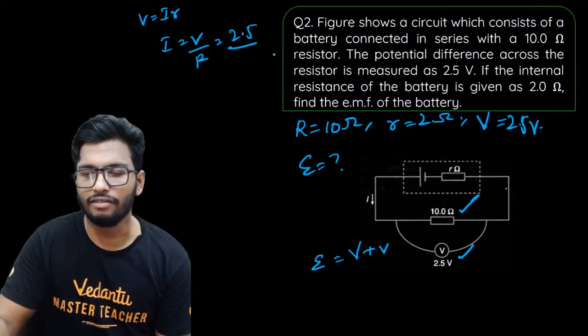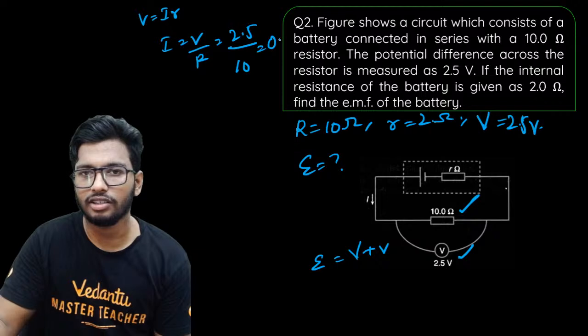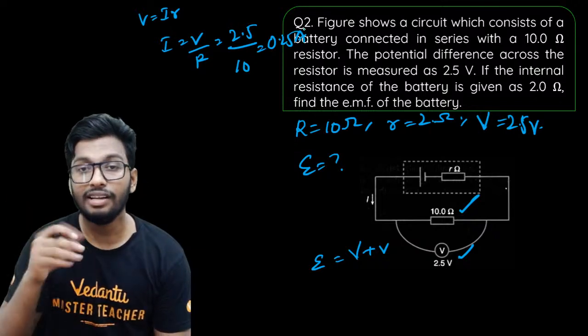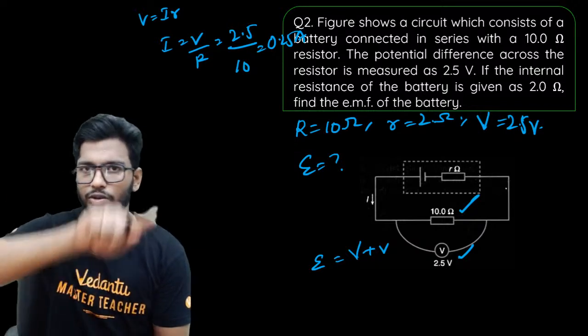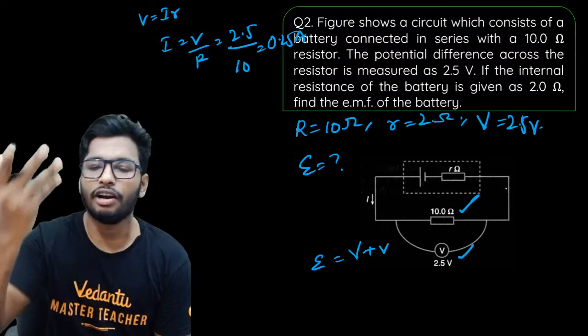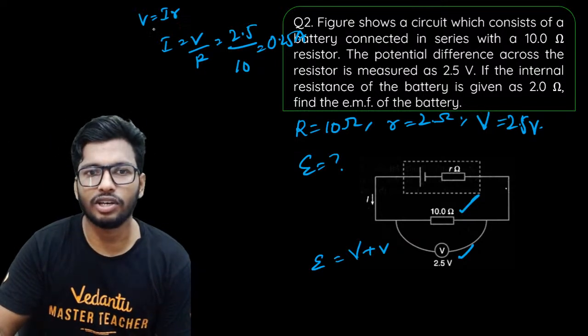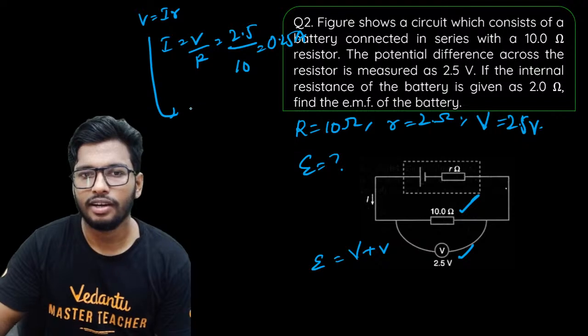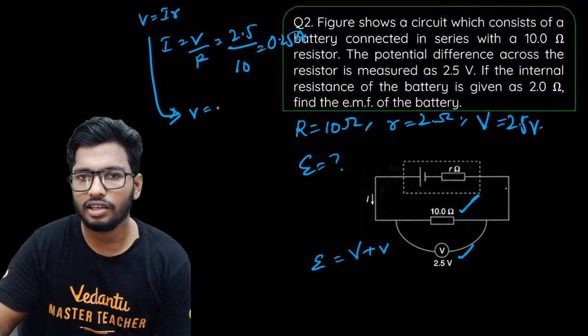Voltage is 2.5, resistance is 10. So what are you going to get? 0.25 amperes. Simple. The current flowing through the circuit is 0.25 amperes. Now, put it into the equation. Simple. Find out the voltage drop first.